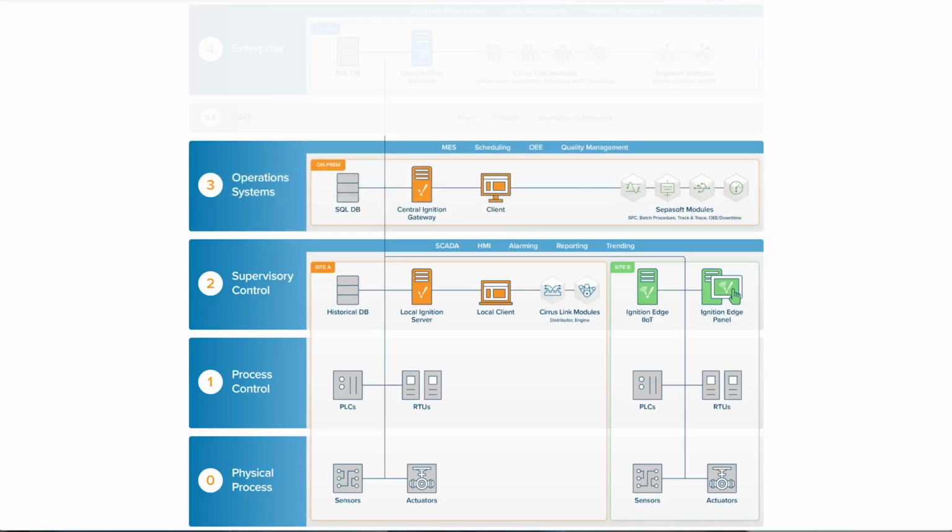And with Ignition Edge's internal tag historian, that oil and gas company can store up to 35 days or 10 million data points locally, so they don't have to worry about inconsistent connections. Level 3 is Operations Systems, which concerns plant-wide operations and processes.